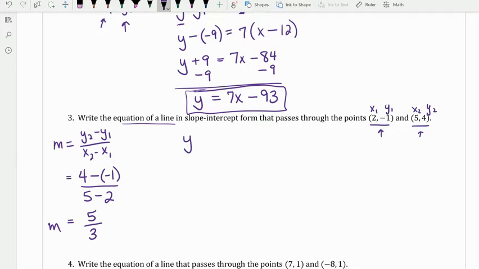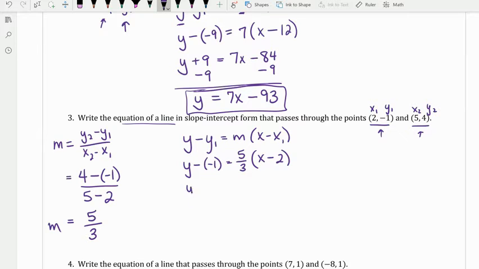So I'm going to do my y minus y1, I'll just write it out here, equals m times x minus x1. And I'm going to plug in all the stuff I need to plug in. So y minus the y1 value I'm going to use is -1. So again, watch that double negative. My slope, which I found already, is 5/3. And then x minus my x1 value was 2. Okay, once you get to this step, you only have to worry about one of the 2 points.